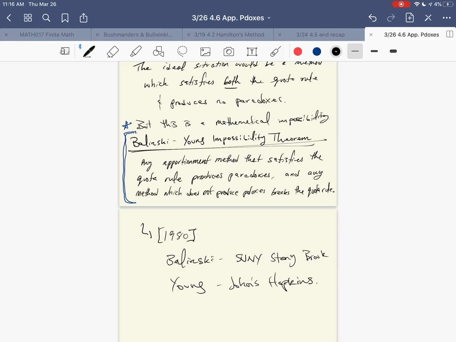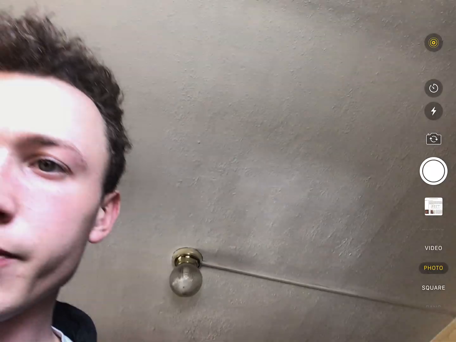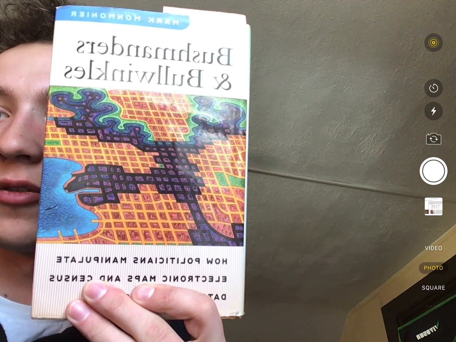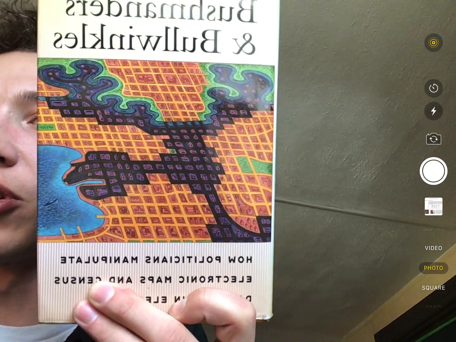Okay, well, I hope that was helpful. Email me if you have any more questions. This is the end of our apportionment unit. Like I say, I do recommend reading that bit in the conclusion of this chapter, which talks about the U.S. history. I also recommend reading this book, Bushmanders and Bullwinkles, which I can show you right here if I flip my camera around. This is the book, Bushmanders and Bullwinkles by Mark Munir. And it's really interesting. It talks about gerrymandering, not just apportionment. Gerrymandering, which I didn't get around to talking about very much, but good.